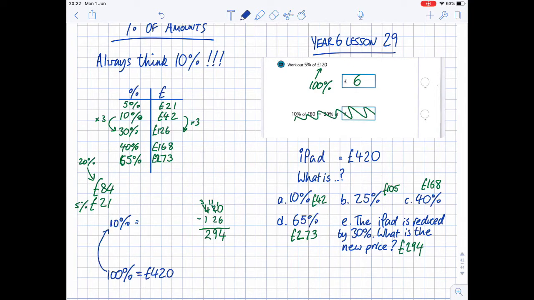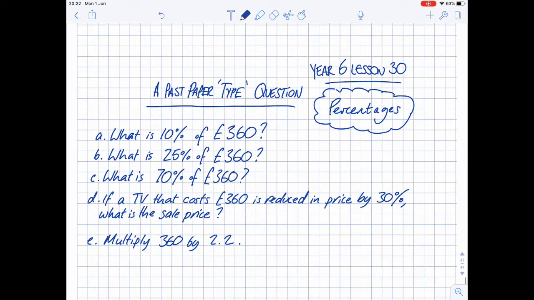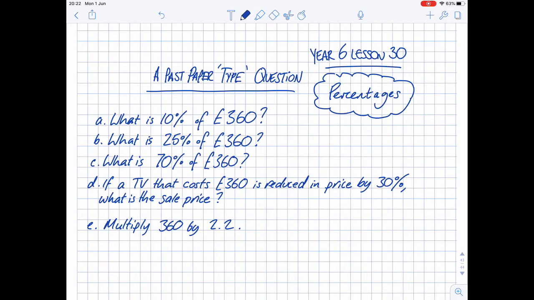How do I get down to 10%? I divide by 10, so I need to do that to the amount as well. So I'm at £42, and then from there you can go anywhere. So there's your questions. All right, pause the screen and press play when you're ready to go through the answers. Oh, and there's a random multiplied by decimals thrown in there at the end to see if you can remember how to do that. Good luck.